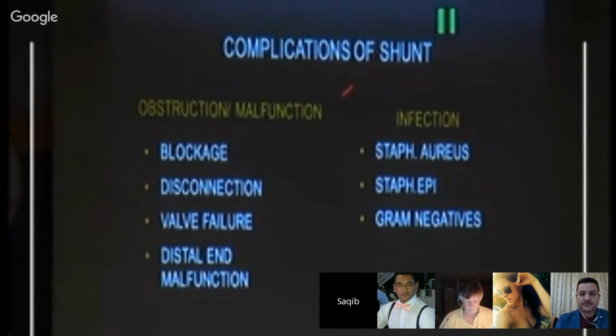Complications of shunts. Shunts can have infection, or they can malfunction, or they can be obstructed. The proximal end can be affected, or the distal end can be affected, or a reservoir may malfunction. Common infections are from the skin flora that are associated with shunt infections.